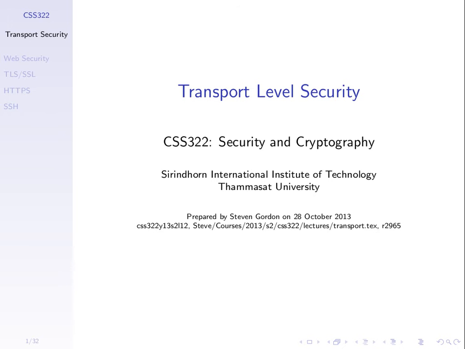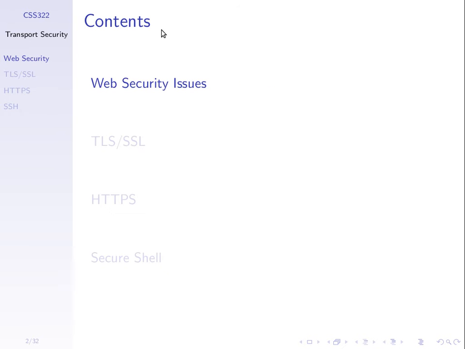transport level security. Or more generally, some examples of using some of the cryptographic techniques for internet-based security. Transport level means the transport layer in our network stack. At the transport layer, we'll see that we use some security mechanisms to encrypt application traffic. And one example we'll spend some time on is web-based applications, so web security issues.